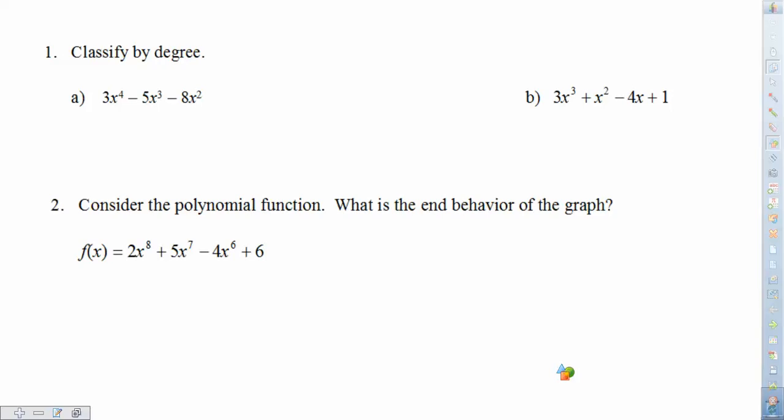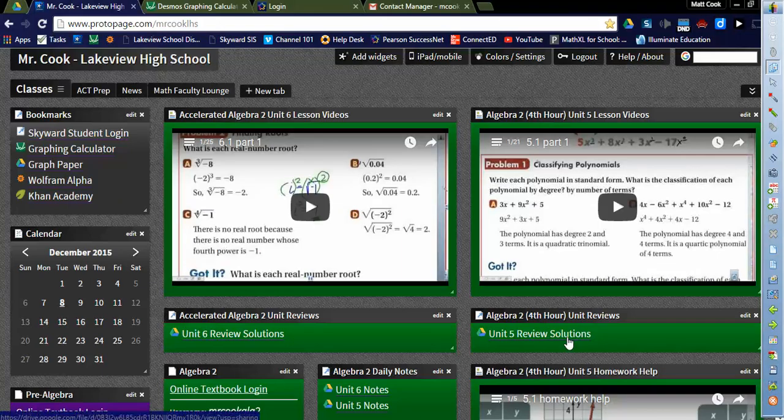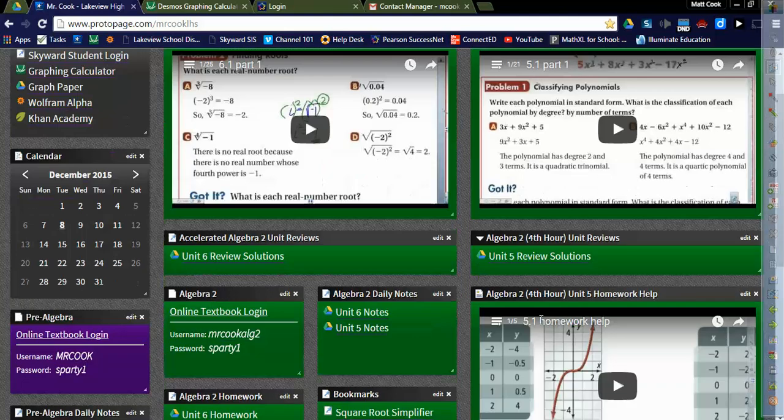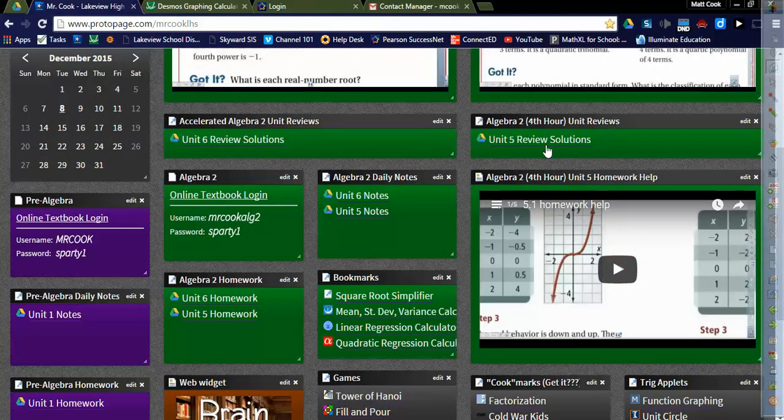If there is an A and a B part to any of these problems, don't be surprised if Mr. Cook only shows you the A portion of the problem to let you do the B portion on your own. And then encourage you to go ahead and do one of two things. Either go to my webpage and click the link right here. See it? Algebra 2, 4th hour unit reviews or review solutions. Click there, you can get the answer. Great way to check your work.